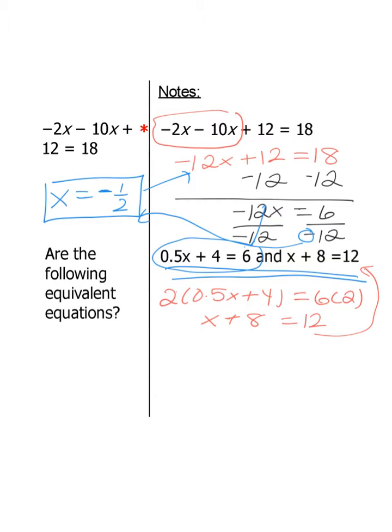Why is this important? Well, sometimes you'll be solving equations that have fractions in them or decimals, and you don't want to deal with fractions or decimals. You want to make it easier for you to solve. So you might want to consider changing the form by multiplying both sides by a number. Does that make sense? All right.